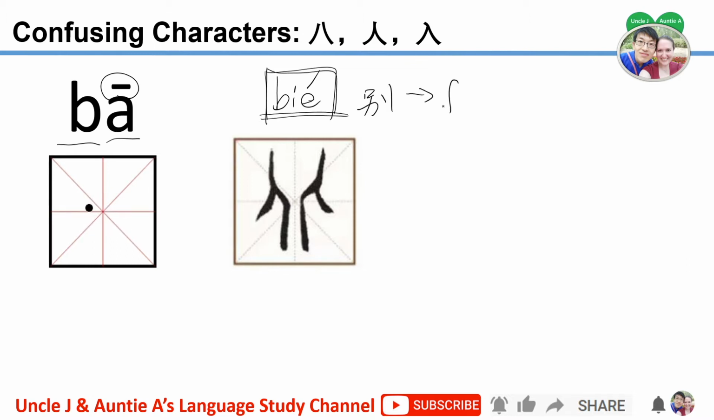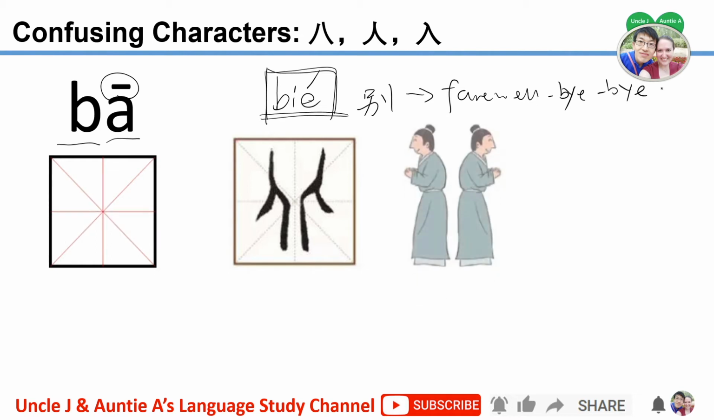It means farewell, bye-bye, separation. So hopefully this image can help you to explain this character. Just like 2 persons, one is facing to the left, this is his head, back, leg, hand, the other person's head, back, leg, and hand. One is walking to the left, one is walking to the right. They're separating from each other, so there's nothing exciting happening.